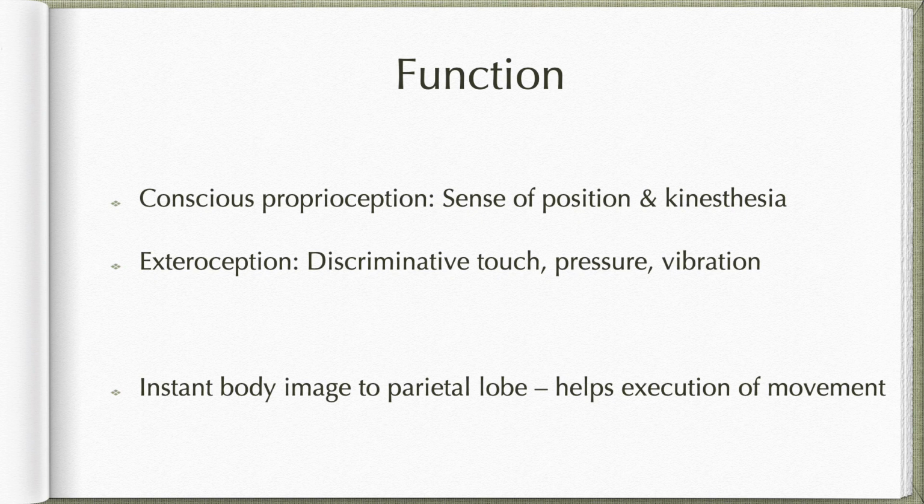Fibers of these fasciculi carry conscious proprioception sensations like sense of position and kinesthesia, or exteroceptive sensations like discriminative touch, pressure and vibration. These fibers are of larger caliber and therefore they provide an instant body image to the parietal lobe, so that the brain understands the position of various parts of the limbs and joints, and this is important for the motor cortex to program and execute movement.